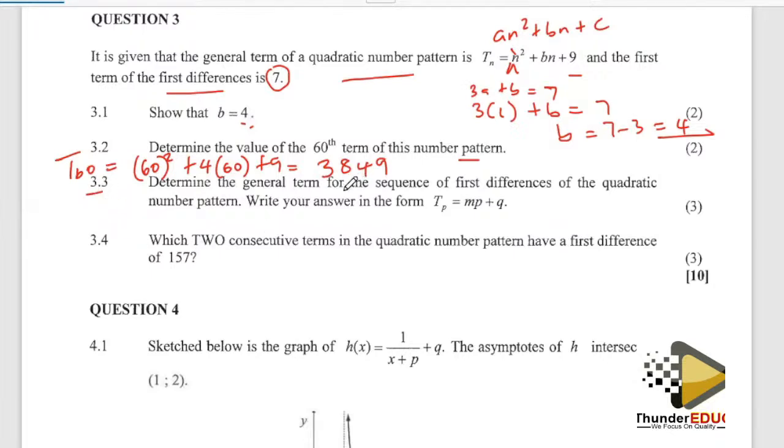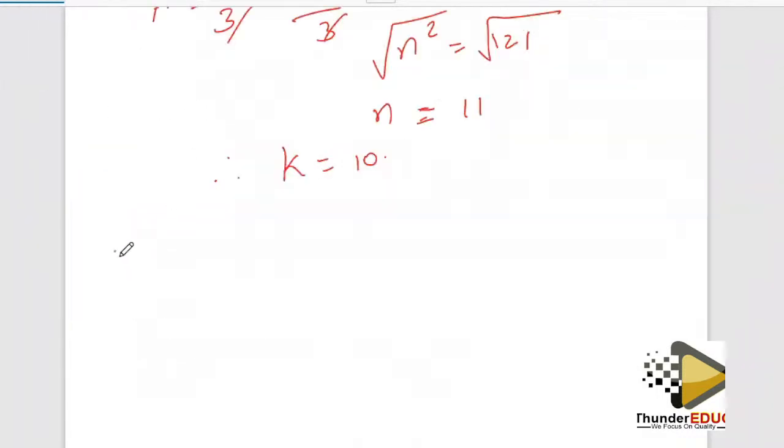Okay, then 3.3. 3.3, can you determine the general term of the sequence of the first differences of the quadratic number pattern? Can you write the answer in this sort of form? I don't know how one would do this, but we can start by, let's say, stating the original pattern.